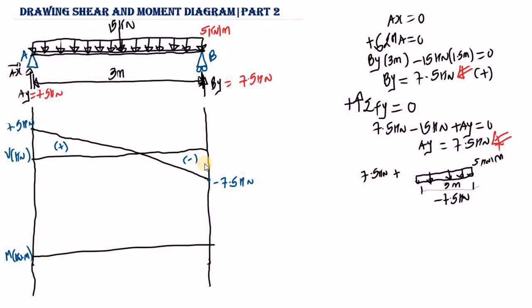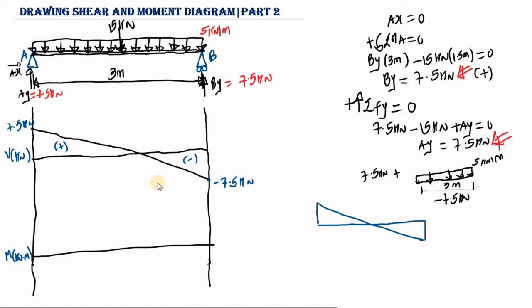So we need this distance. We don't know this distance, but we know that the total distance is 3 meters. So let me draw this so that you can see this clearly. So we have something like this.